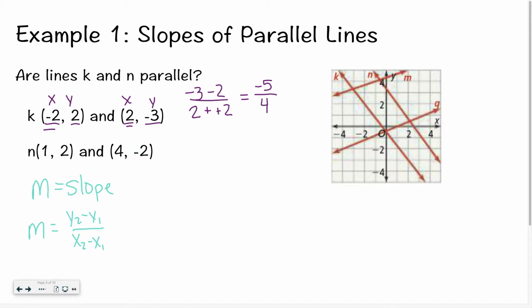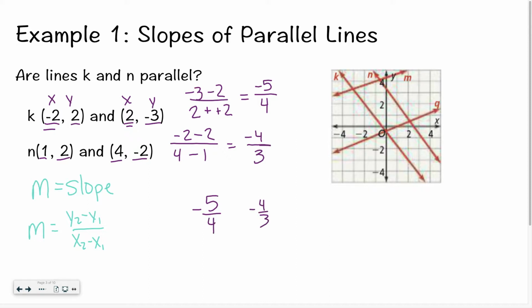Now let's find the slope of line N. So again, I have negative 2 minus 2 over 4 minus 1. So negative 2 minus 2 is negative 4. 4 minus 1 is 3. There we go. So negative 4 over 3. So if we look at the two slopes, I have a negative 5/4 and a negative 4/3.